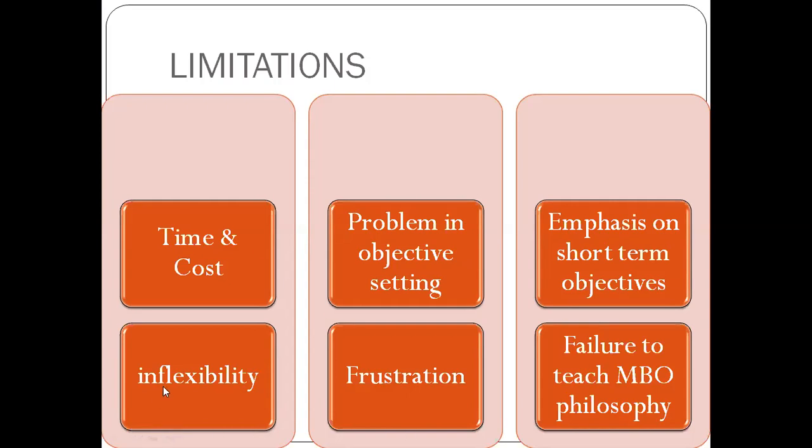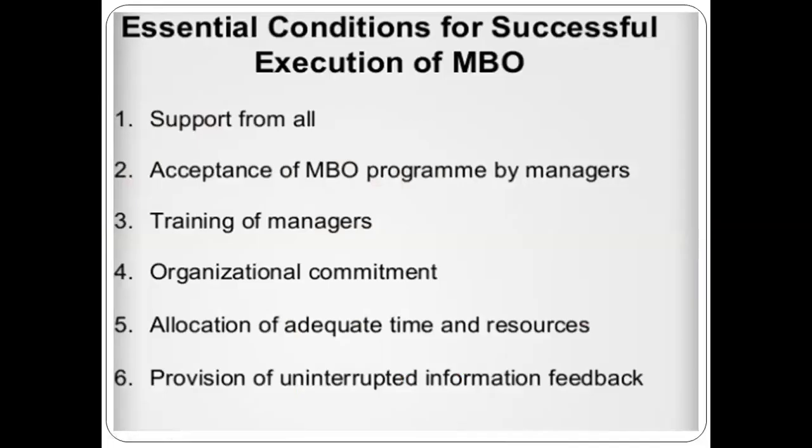Then inflexibility. Okay, then frustration, because each employee will be frustrated. Then failure to teach management by objective philosophy. Okay, so these are the limitations. So here time will be consumed, cost is used, then problems in objective setting, emphasis on short-term objectives, it can be inflexible, frustration, failure to teach MBO philosophy. Okay. Next are the essential conditions for successful execution of MBO. So to be successful, what are the essential conditions that should be followed?